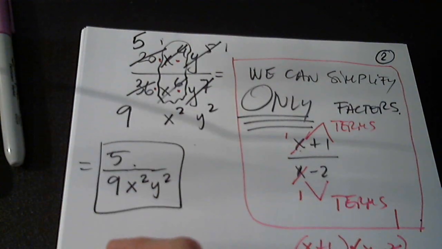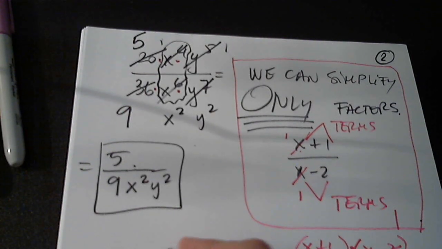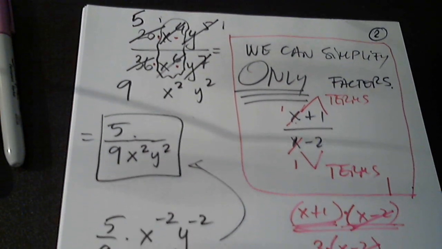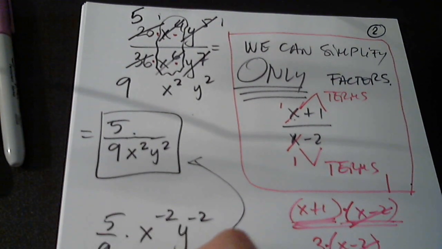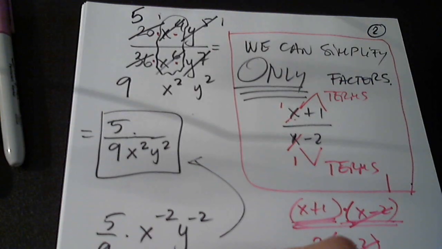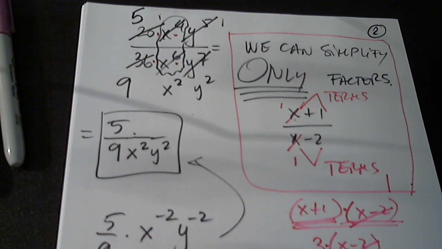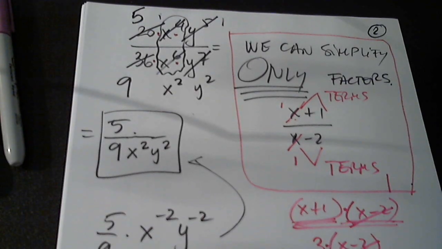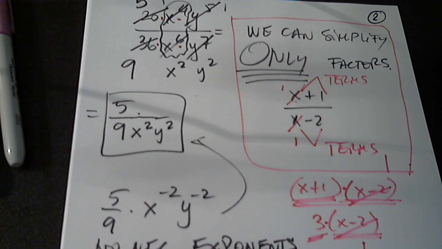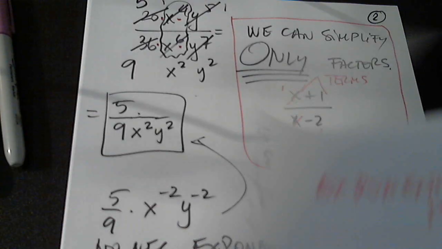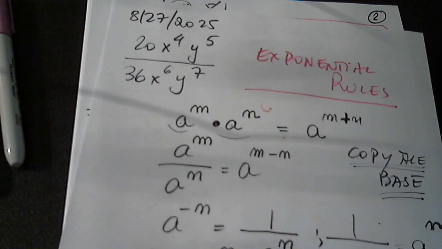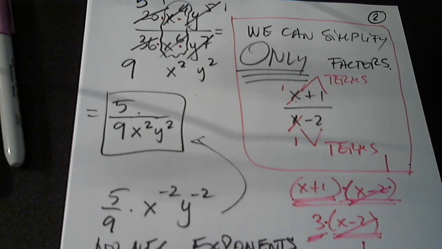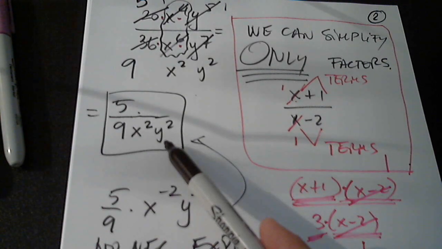Another way would just be 5/9 times x to -2 times y to -2. But then I have to bring it here because no negative exponents in the final answer. So then I have to use this property now and bring them to the denominator with positive exponent. So then I have 5/9 x squared y squared.